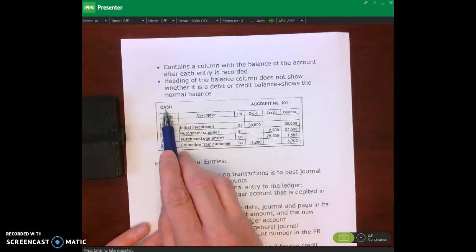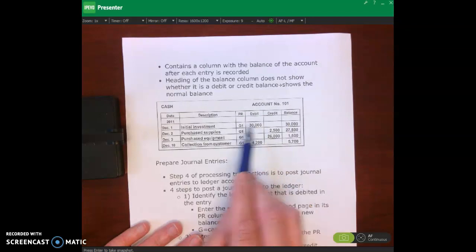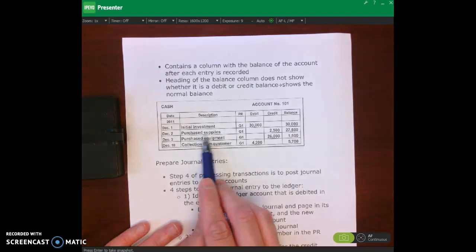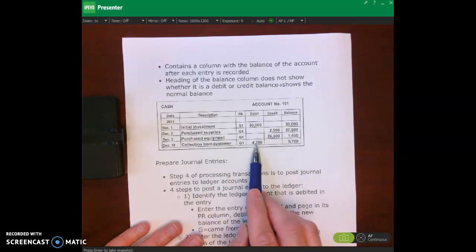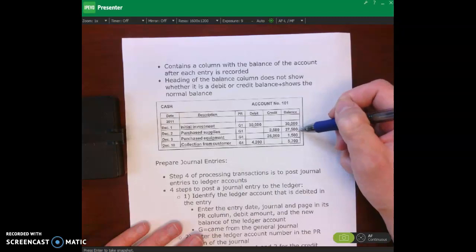And you can see we have cash up here, account number 101. Here I'm listing the debits, which would be the increases in cash, the initial investment, and the credits to cash, any decreases: purchase supplies, purchase equipment, and collection from customer. That's an increase in cash. That's why it's called our debit. And then I'm constantly updating our balance.